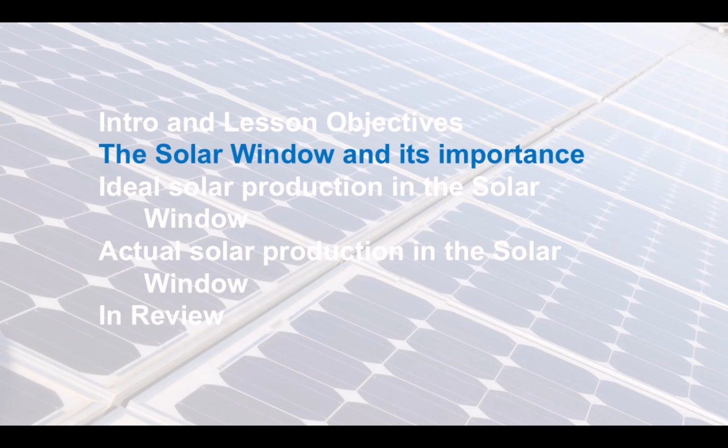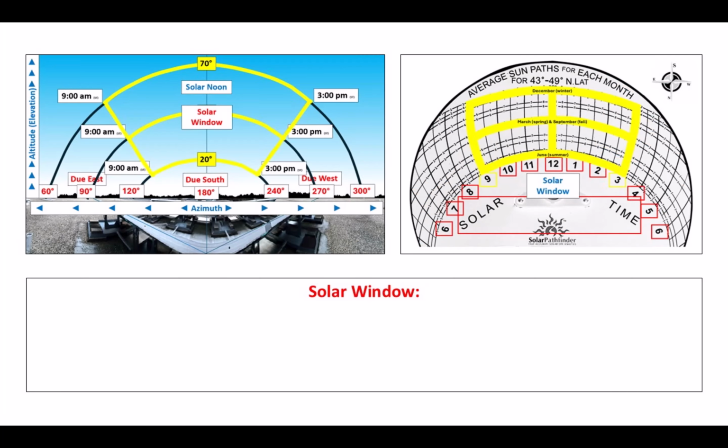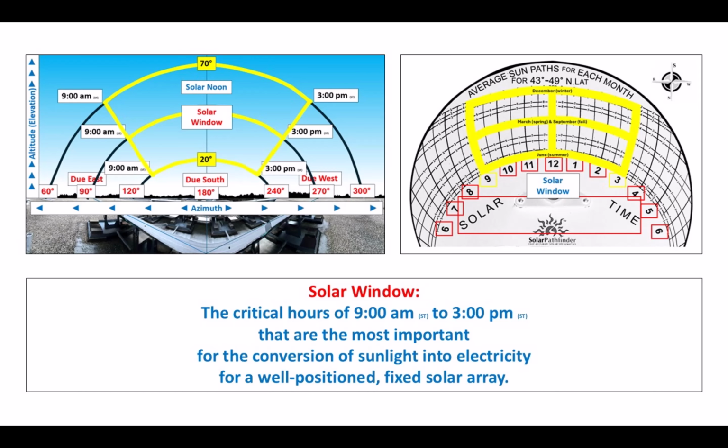The solar window and its importance. You were introduced to the solar window in Lesson 2, so now it's time to become better and more fully acquainted with its definition. The solar window is the critical hours of 9 a.m. solar time to 3 p.m. solar time that are the most important for the conversion of sunlight into electricity for a well-positioned, fixed solar array.